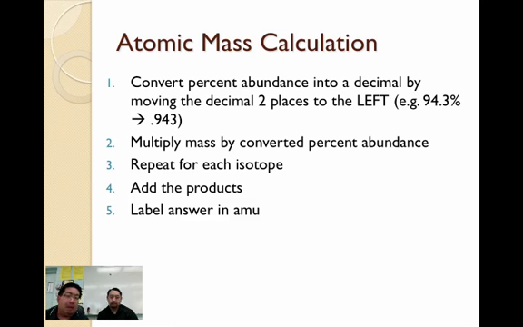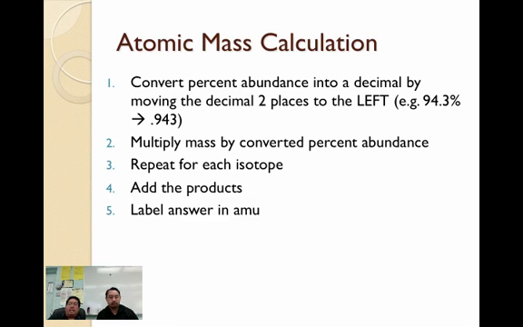You may have to do atomic mass calculations in your class, and basically you can do it in a few simple steps. The first step is to take percent abundances that are given to you and turn them into decimals by moving the decimal two places to the left. So for instance, 94.3% would become the decimal 0.943. The next step would be to multiply the mass of that isotope by that percent decimal that you just solved for in step 1.